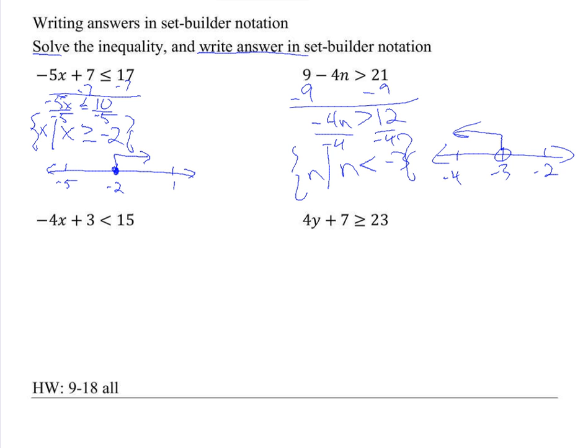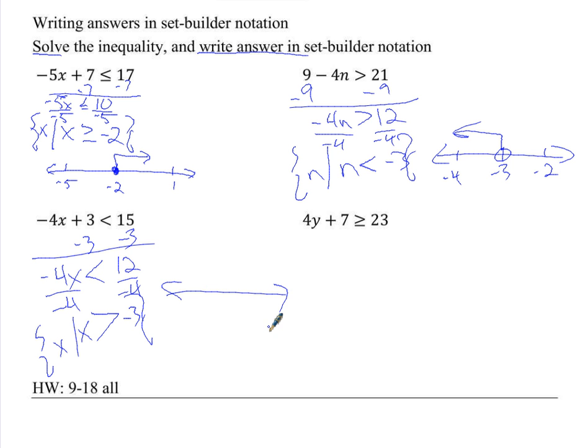Third one, what do we do? Subtract 3 from both sides. And we get? Okay. Now what? Divide both sides by negative 4. And we get x is greater than negative 3. That's ready for set builder notation, so there you go. We draw a graph. Negative 3 here, negative 4 there, negative 2 there. Open dot, going to the right, greater than.